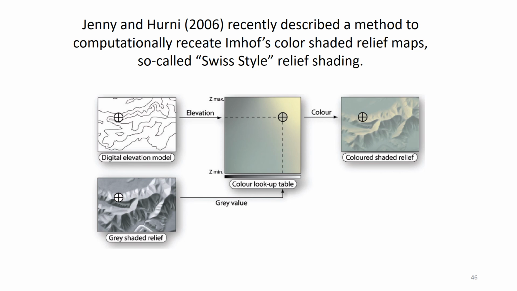One of the really interesting ways of representing terrain is actually a refit of the work done by Imhoff and Geiger. The idea is recreating the Swiss-style relief shading, where we're taking into account things like elevation, but also the traditional shaded relief values. So we're using a gray shaded relief as one part of our input, and elevation as a second part. We're combining hypsometric shading with a gray shaded relief to create this very powerful colored shaded relief image.